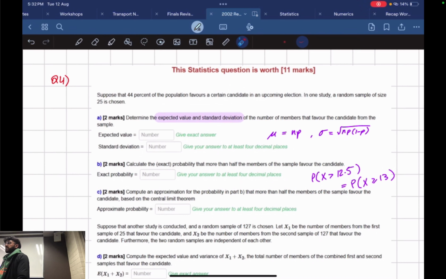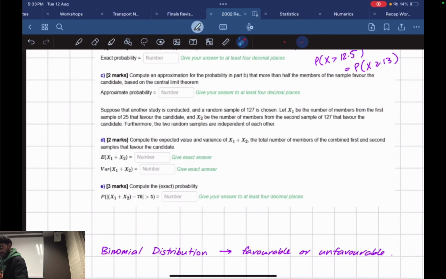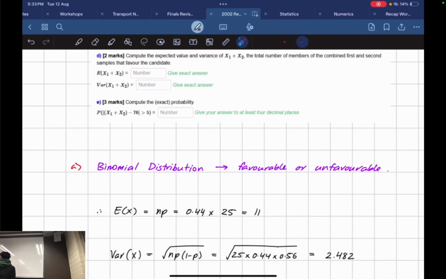The next part of the question is a bit more tricky, right? They're asking for an approximation of the probability using the central limit theorem. So the central limit theorem is like this. We're trying to find the probability of x being greater than this. Okay? So we know what mu is. That's just the expected value, which is given by 11. And the standard deviation, we found it earlier as well. We found it to be 2.482. And in this case, x is going to be 12.5.